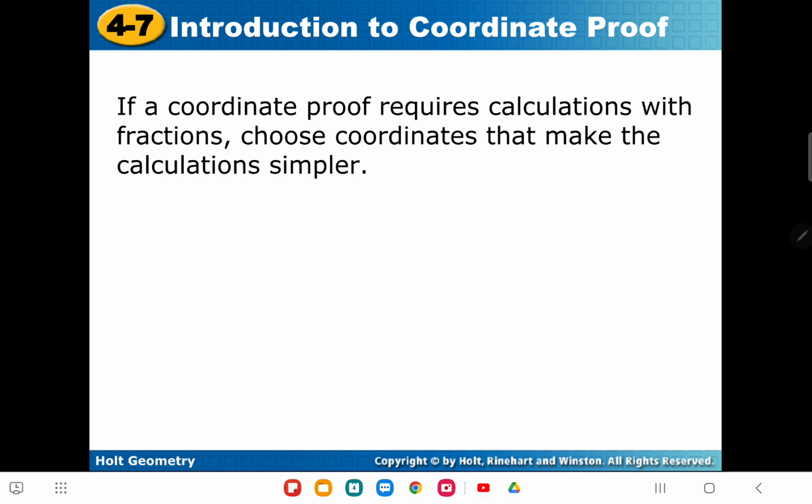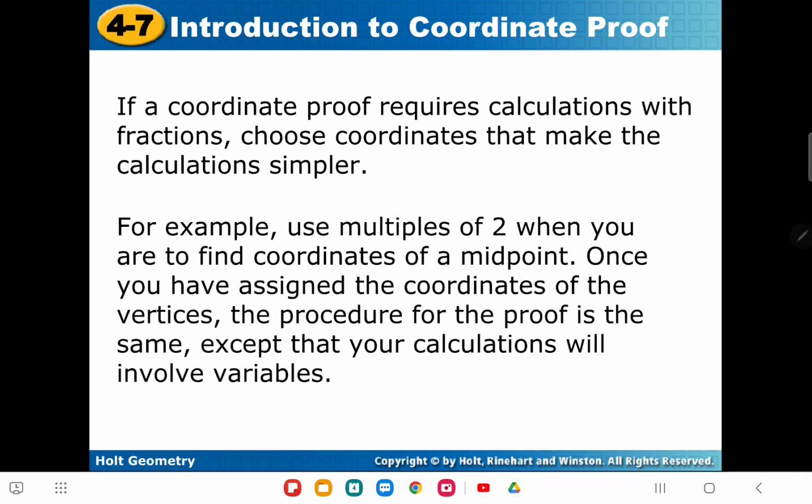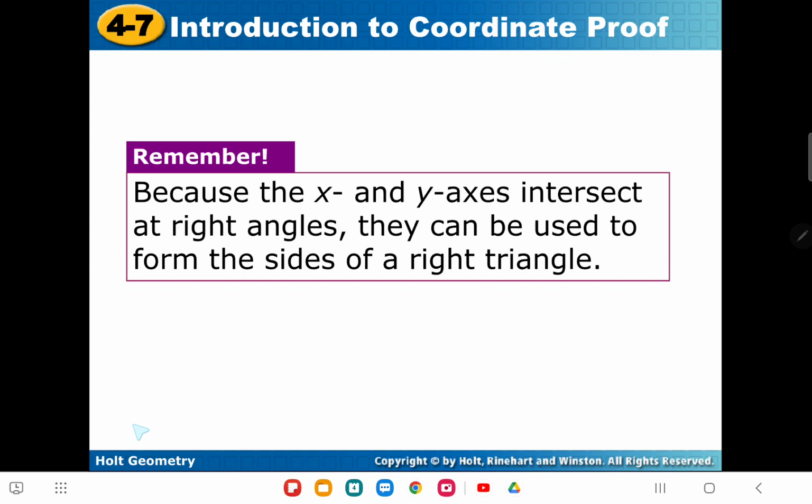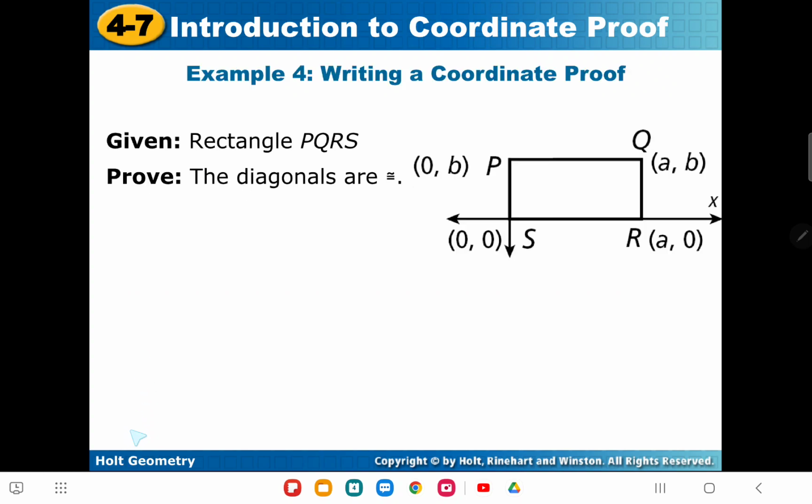Okay, if a coordinate proof requires calculations with fractions, be sure to choose coordinates that make the calculations simpler to do. So multiples of 2, finding coordinates of a midpoint, and we're going to see the distance formula. So you have done this in your prior supplemental problems.